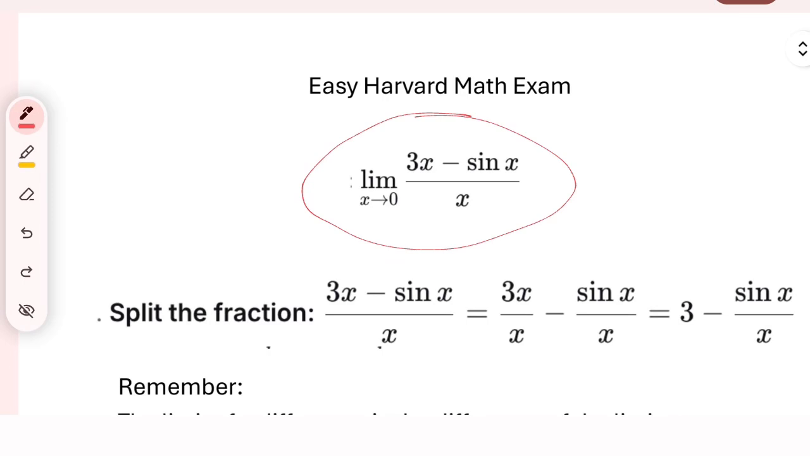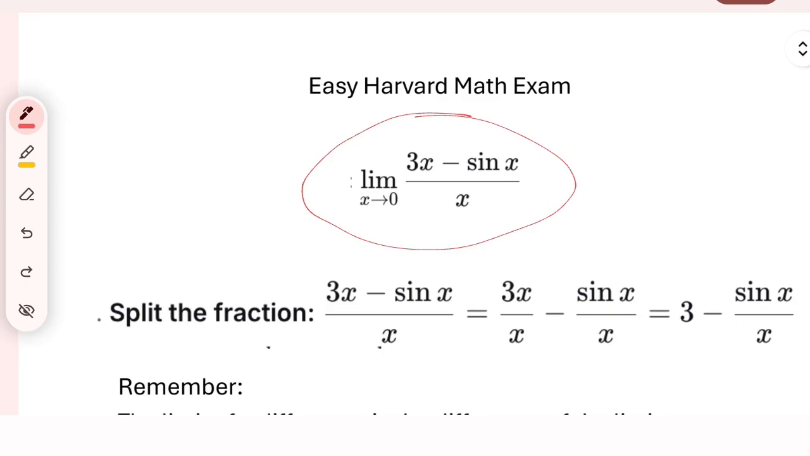Here's an example of an easy Harvard math exam. So the problem is, how would you find the limit of this one? (3x minus sine x) over x as x approaches 0. So how would you approach this kind of limit?